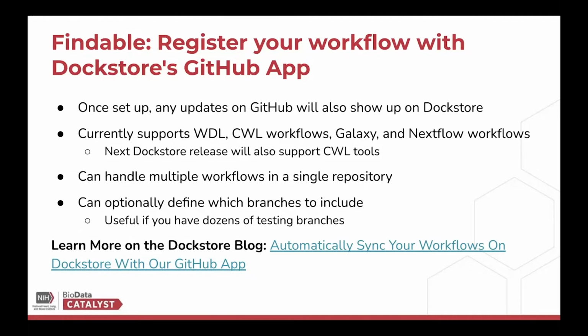You can optionally define which branches to include. By default, every branch will be included, but if you have a GATK-sized repo, or if you have a lot of testing branches, you might want people to not accidentally use older branches or branches that might have breaking changes. So you can set up your dockstore.yaml file to only show a handful of those. We have more information about this on the Dockstore blog.